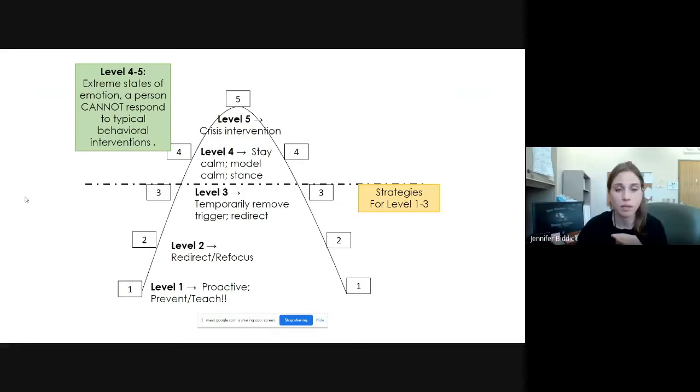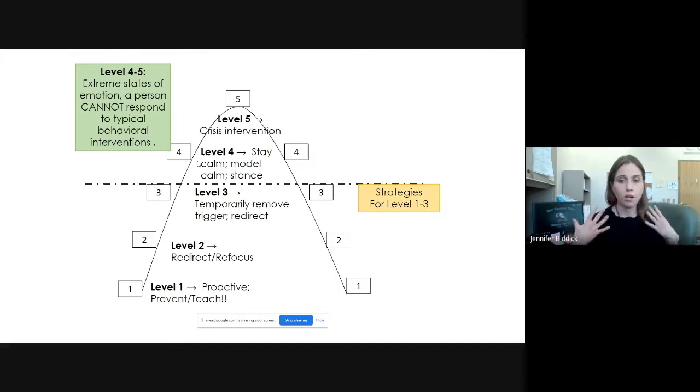So that might be when we have to look at that crisis intervention or those restrictive interventions in order to help the learner stay safe. We'll talk a little bit more about that in a second too. This might be a time where we're starting to look at ourselves, staying calm, modeling being calm, practicing our stance. So within CPI, they talk about a stance where you kind of have your body off to the side, which is for safety reasons, but it's also to make yourself non-confrontational.